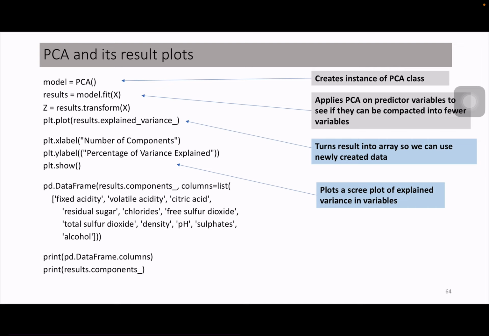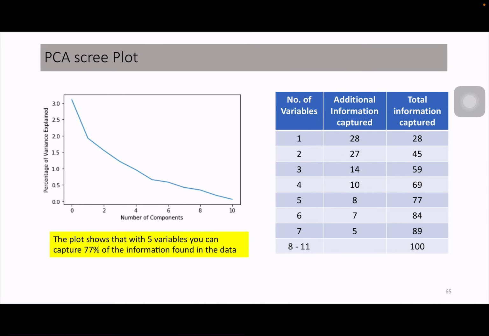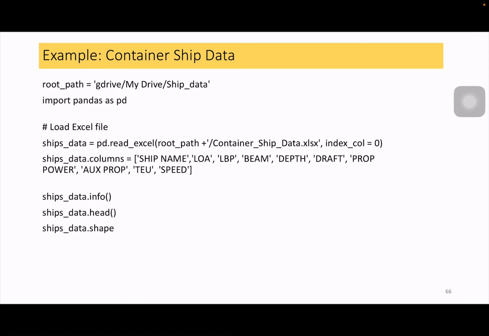So basically PCA is to reduce the variables, and then you take the results of the transformations and turn them into an array so that you can create new data, and then you plot the scree plot of the explained variance into a data frame. So the scree plot, as you can see, if it's more than 8 to 10 components, you can actually have 100%, but if it's 5, it's actually about 77%. And this is an example of the container ship data.